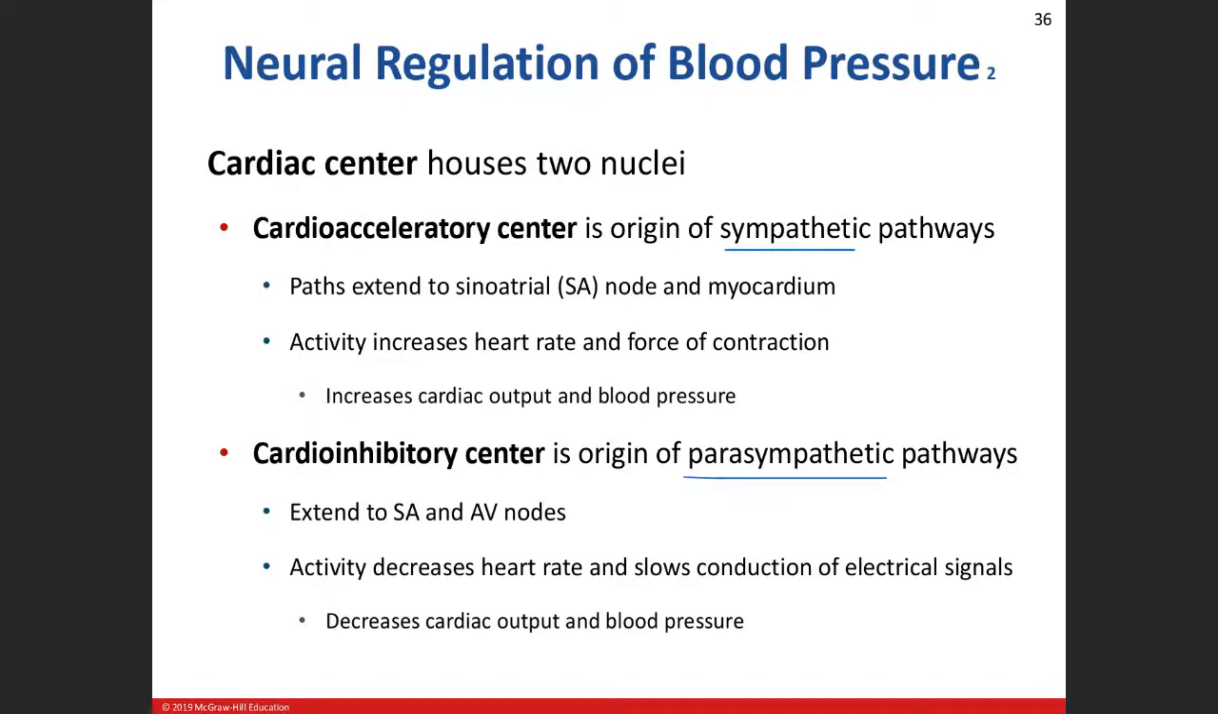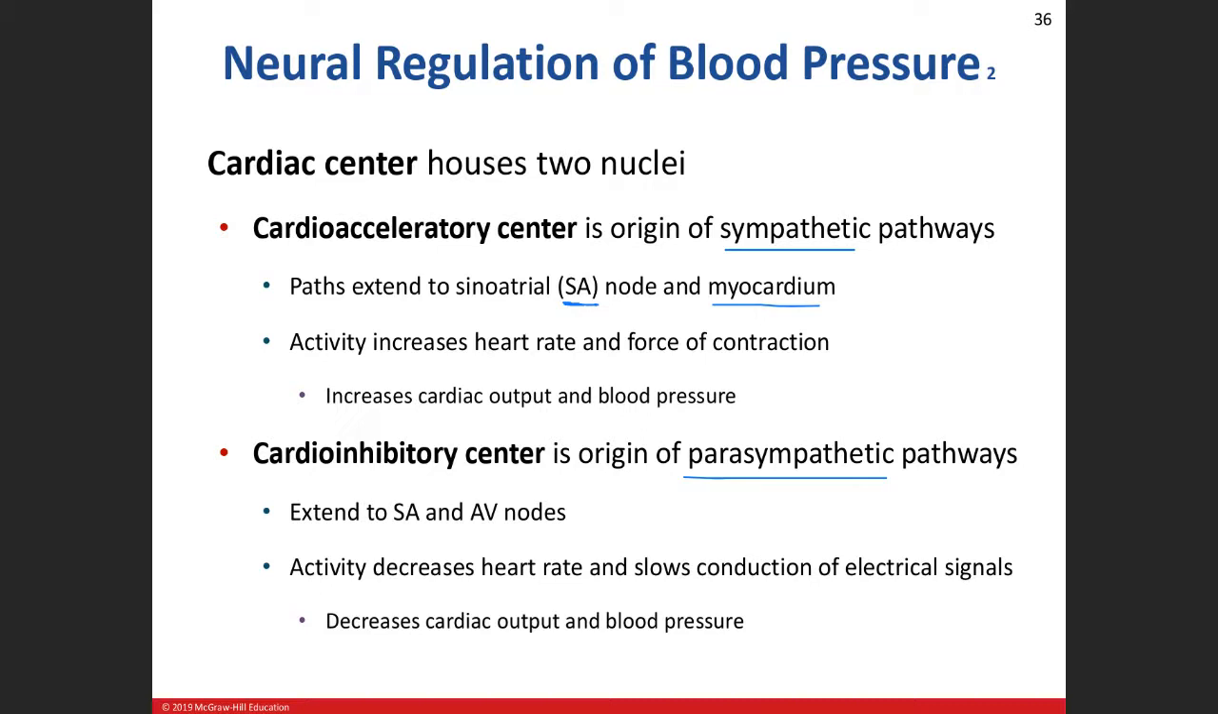What slows down the heart? The parasympathetic nervous system. Okay? So this is a little bit of review here. The sympathetic nervous system is going to affect the SA node, aka the pacemaker, and myocardium. What's that? Cardiac muscle cells in the heart wall. That's what it's going to affect: our pacemaker and then our cardiac muscle cells in the heart wall.